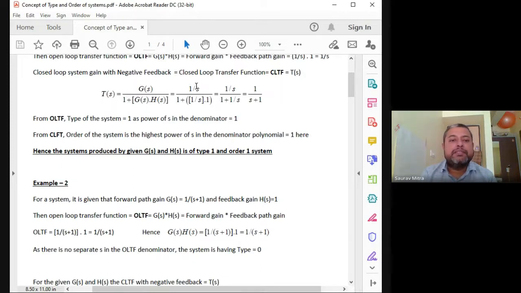In that case it is G(S), that is 1 by S, divided by 1 plus 1 by S into 1, that is G(S)H(S). If you rationalize it, it becomes 1 by S plus 1. So where is the zero of the system? There is no zero.